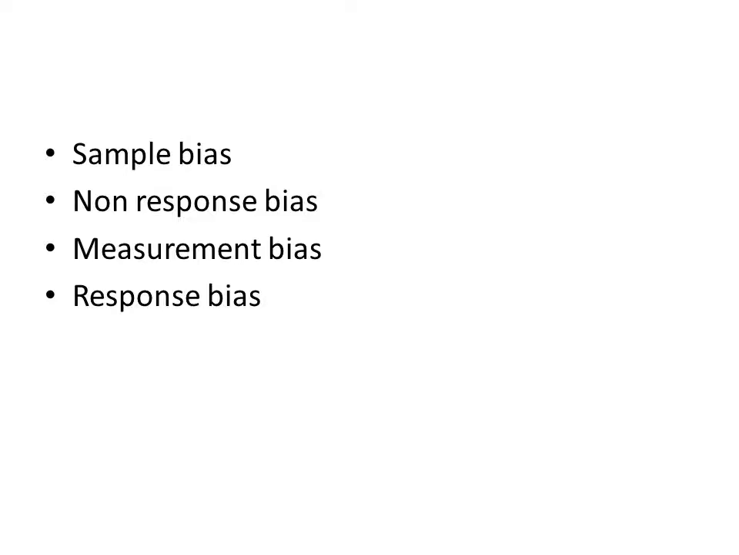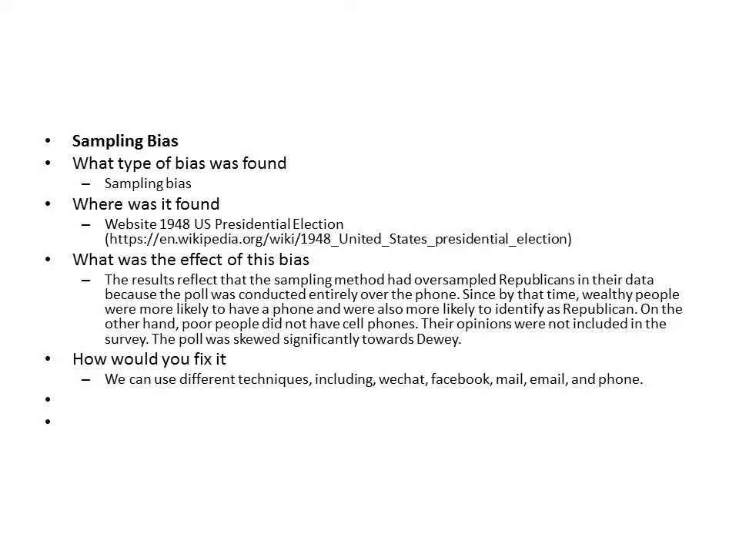Okay, so the question asks us to find an example for each of the biases we discussed in class. We can find the example either in real life or in a newspaper, website, or book. We learned four different biases: sampling bias, non-response bias, measurement bias, and response bias. So we will do them one by one.